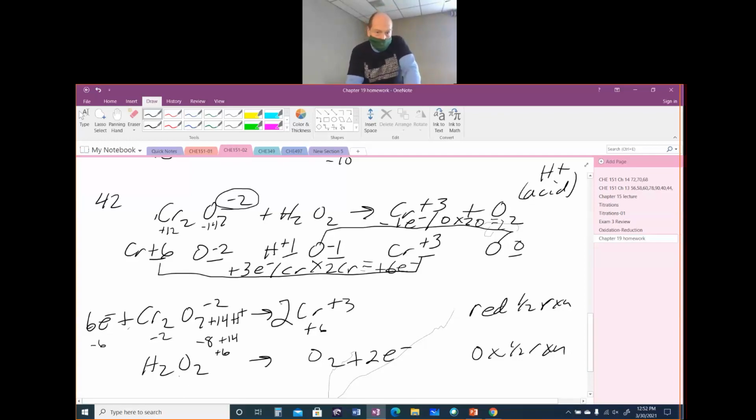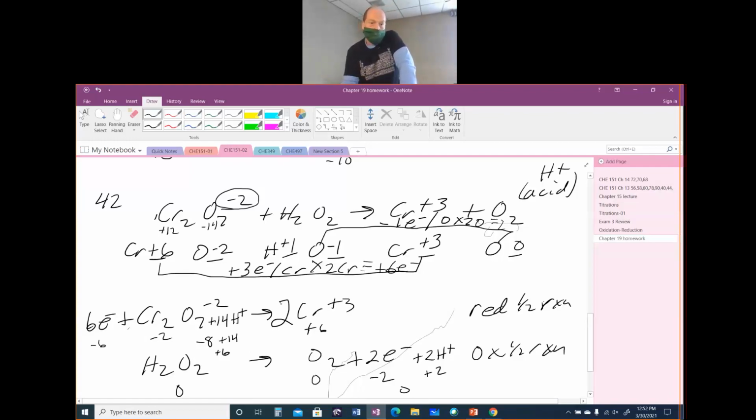On the oxidation half reaction, no charge on the left. You got 0 for your O2, but you got -2 for your 2 electrons. And so you have to add 2 H pluses to get a 0 on the left and a 0 on the right. All right, so now we have balanced our charge.